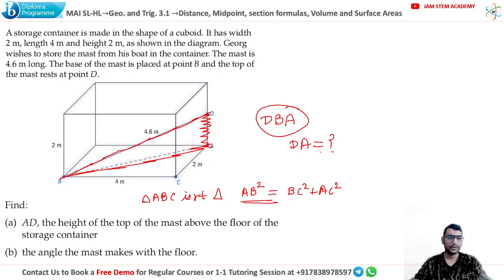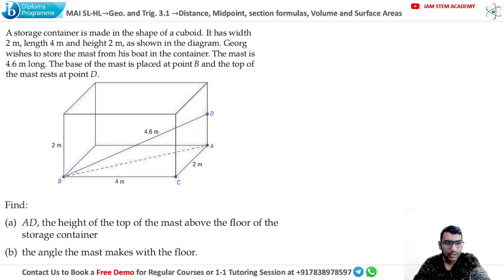The second part is to find the angle the mast makes with the floor. There are several ways to calculate this. We already have all three side lengths in the triangle DBA, and we are looking for the angle the mast makes with the floor. That means this angle here with the floor, or I can say the same angle, angle B in the triangle ABD. So we can use the trigonometric ratios to calculate this angle.